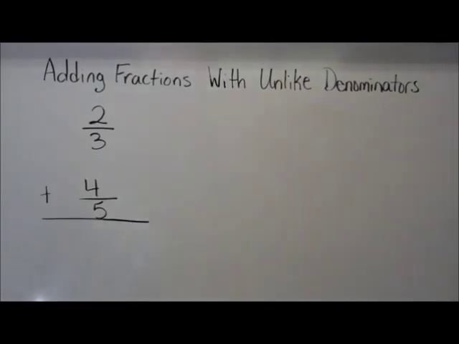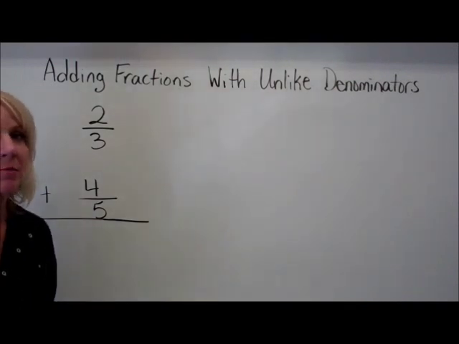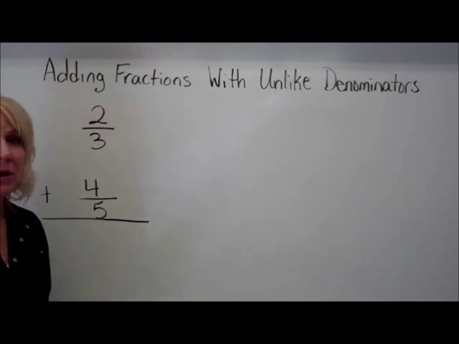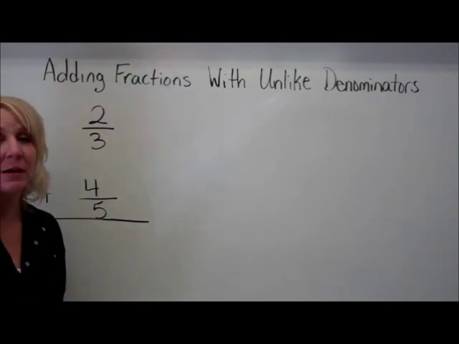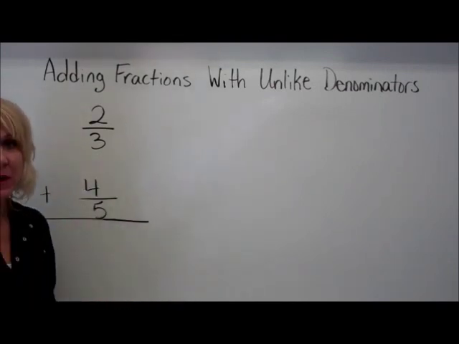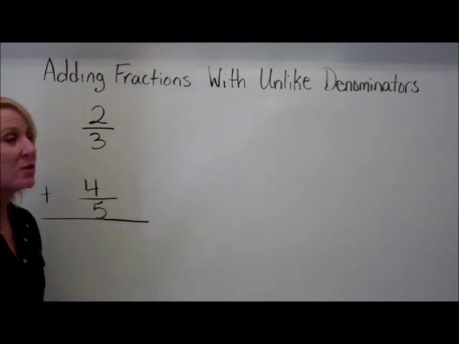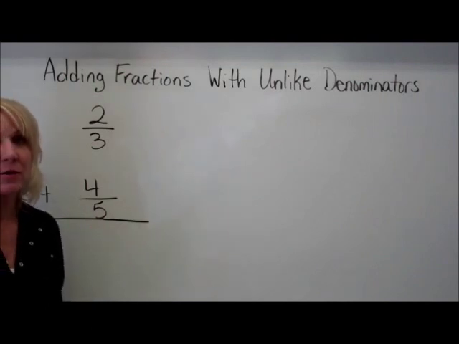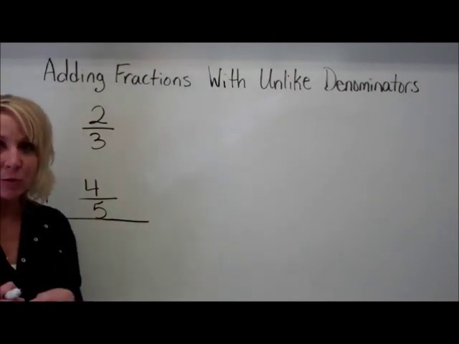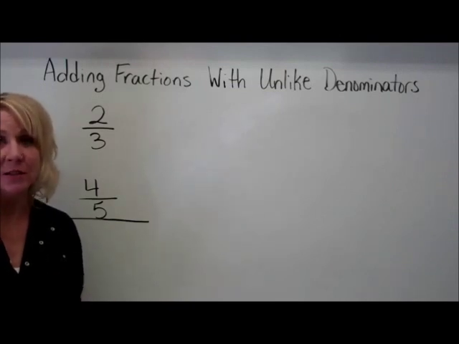This is another example of adding fractions with unlike denominators. One of the first things that you should always look at when you're adding or subtracting fractions is whether or not the fractions share a common denominator or a like denominator. When we look at this problem, we see that the two fractions have two different denominators, so they have unlike denominators.